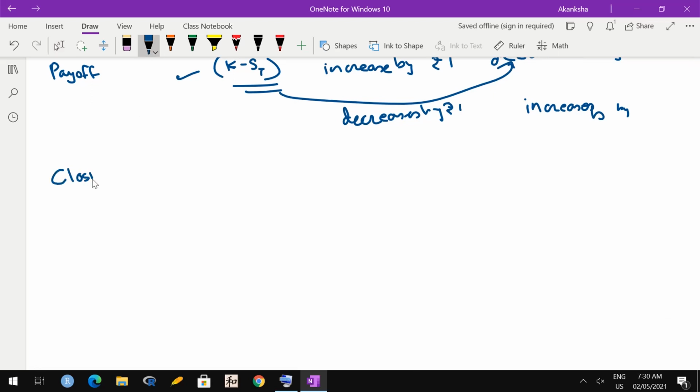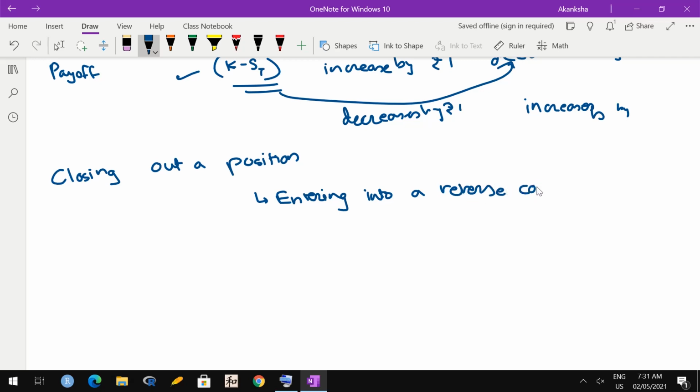There is another concept called closing out a position. So what is meant by closing out a position? Closing out a position means entering into a reverse contract. Okay, so what do I mean by that? Let me take a small example. So this is my timeline, 0 to capital T.